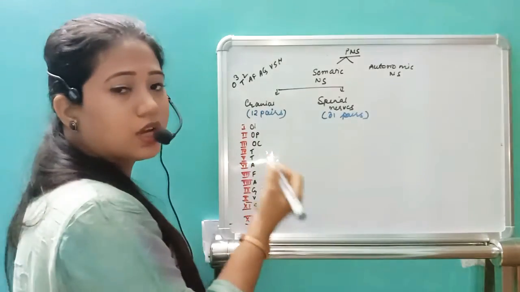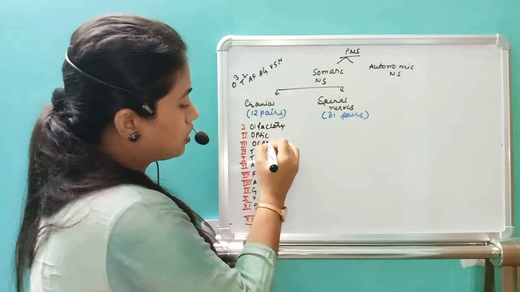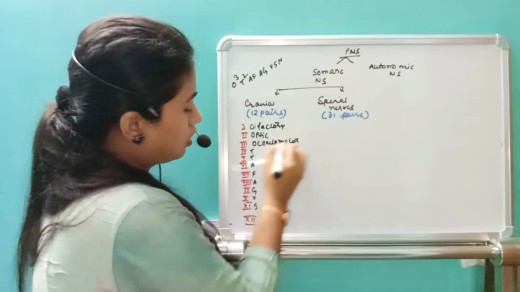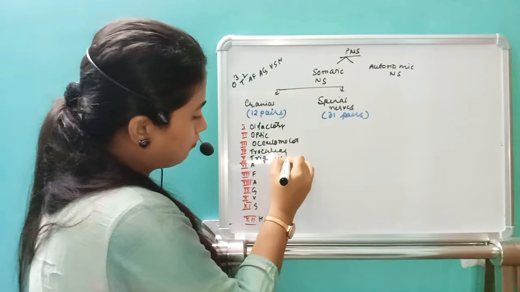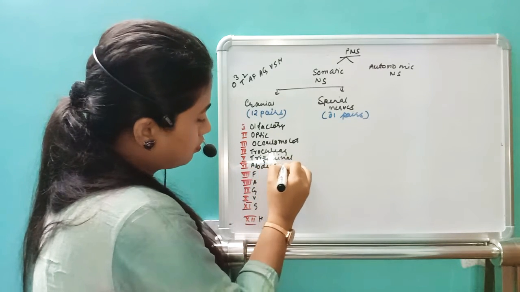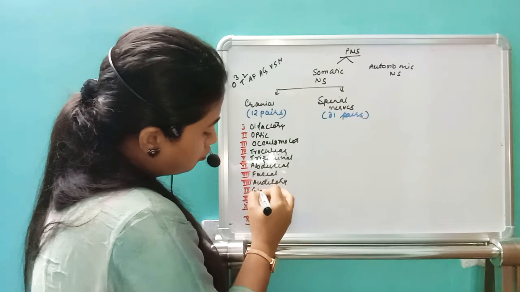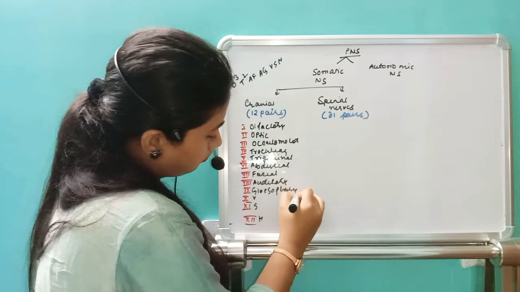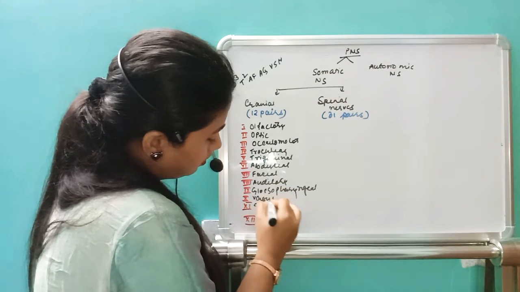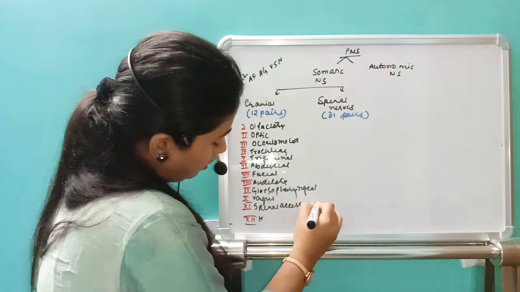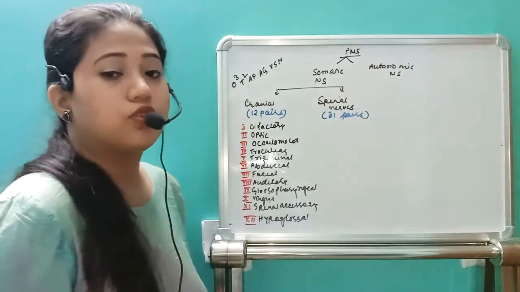So what is the first cranial nerve? This is olfactory. What is the second? Optic. Third one is oculomotor. Then the next one is trochlear. Next is trigeminal. Next is abducens, facial, auditory, glossopharyngeal, then vagus, spinal accessory, and the last one is hypoglossal. Okay, so you have to remember.